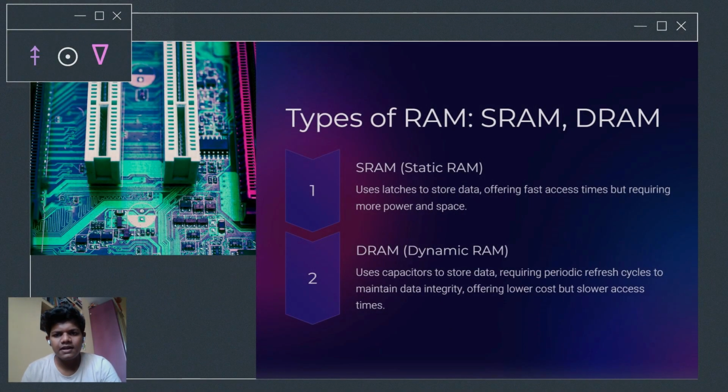Here are the types of RAM: SRAM and DRAM. First one, SRAM. SRAM stands for Static Random Access Memory. It uses latches to store the data, offering fast access times but requiring more power and space. Then DRAM. DRAM stands for Dynamic Random Access Memory. It uses capacitors to store the data, requiring periodic refresh cycles to maintain data integrity, offering a lower cost but slower access times.